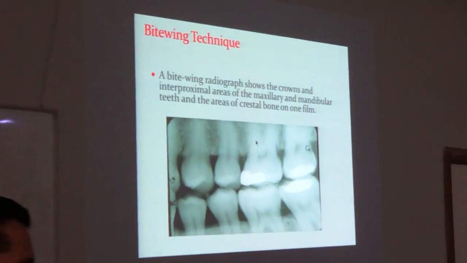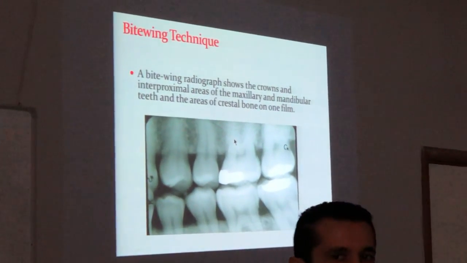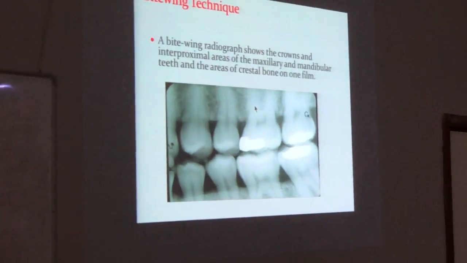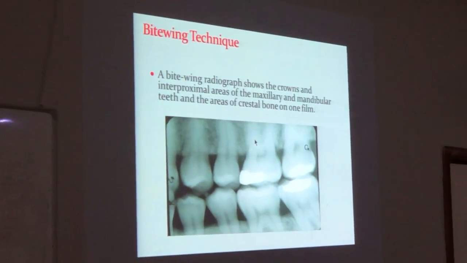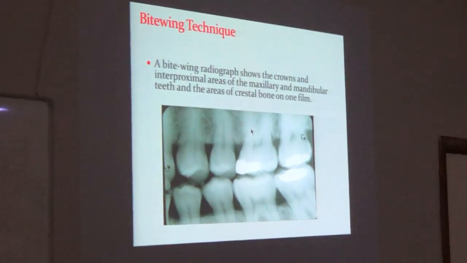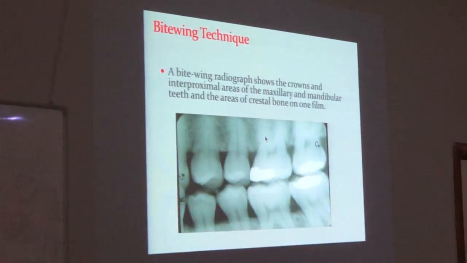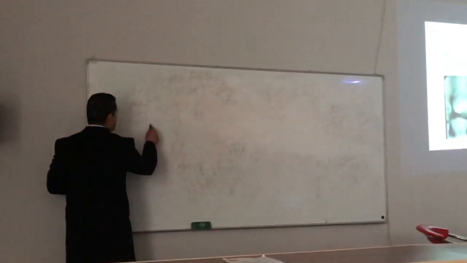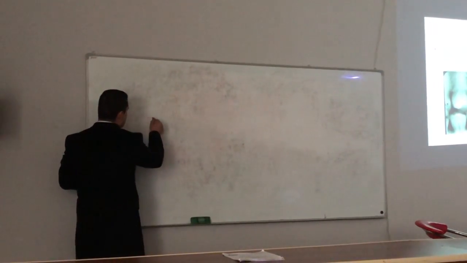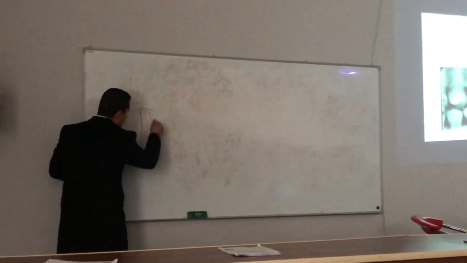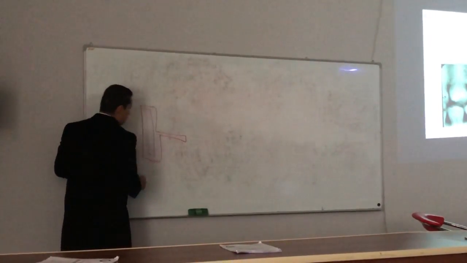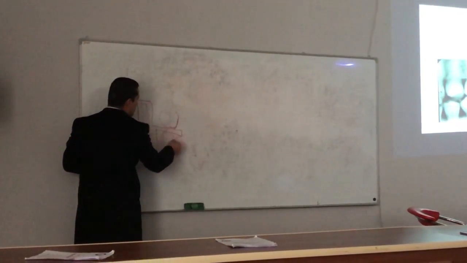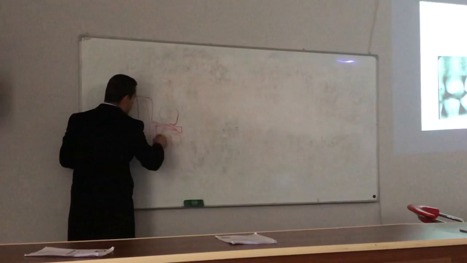Why do we name it bite wing? Bite means biting, occlusion, and wings mean that you have a holder which holds the film and has wings like that. This is the film. You hold it with a holder and bite, so the bite will be on these two sides. Okay, this is the bite and this is the wings.